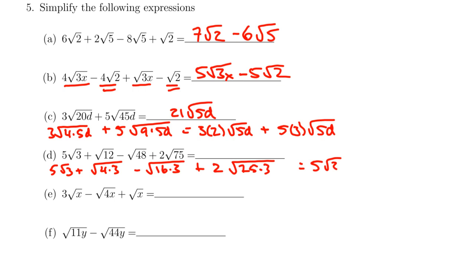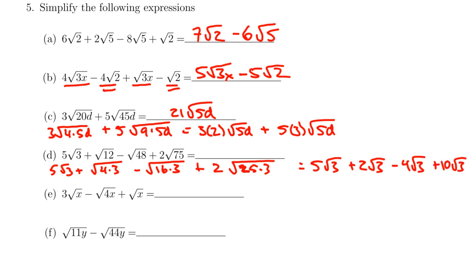So this is going to become 5 root 3, and then the second one, that 4 root 3, I can take out the square root of 4, which will be 2 root 3. The next one, I can take out the square root of 16, which is 4 root 3. And then the square root of 25 is 5, but there's a 2 out front. So it's going to be a positive 10 root 3.